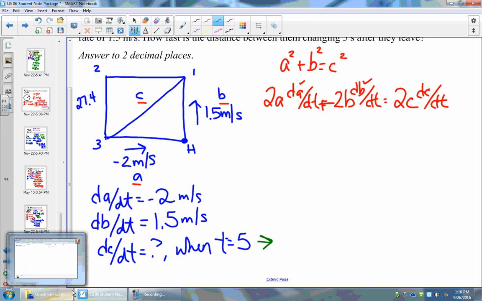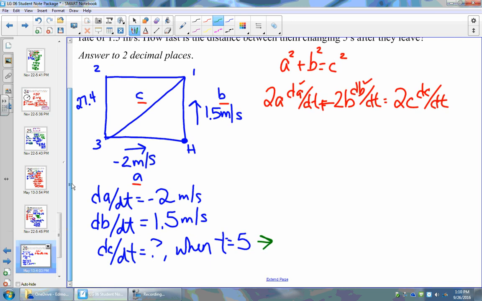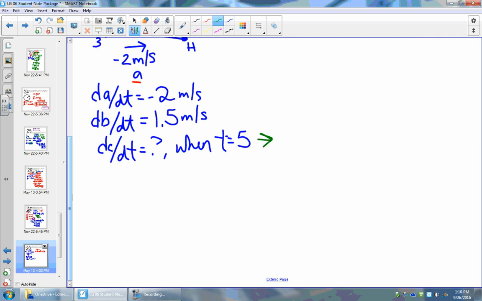Well, if Mary is running home at 2 meters per second, how many meters has she gone in 5 seconds? Well, obviously 2 times 5 is going to be 10, right? So A, we're going to figure out here. 2 times 5, she's gone 10 meters.